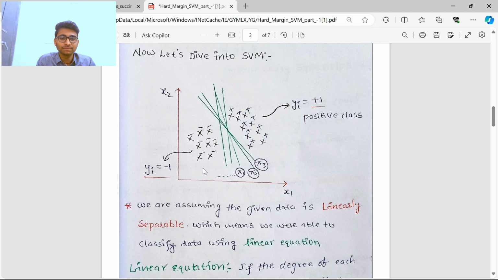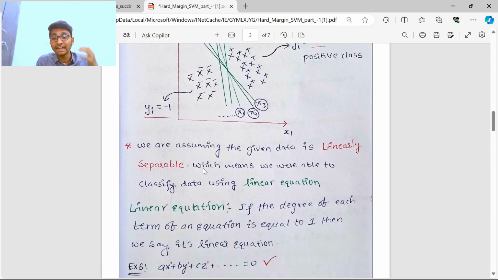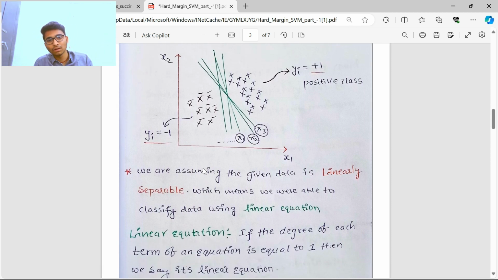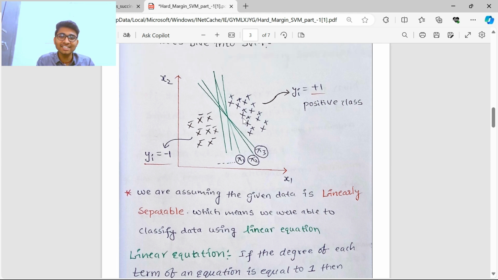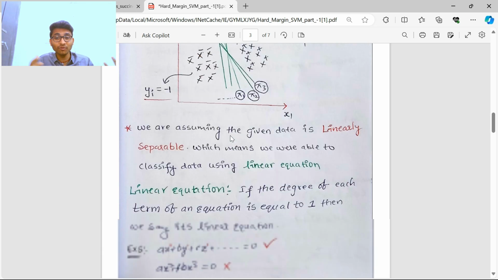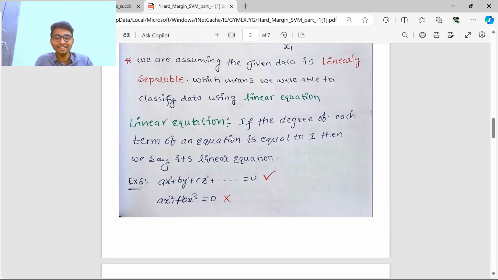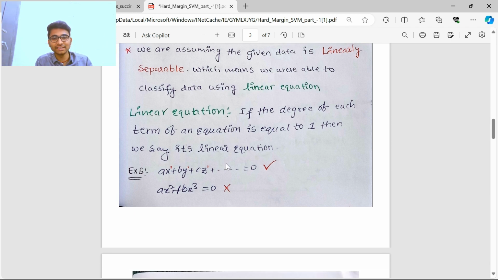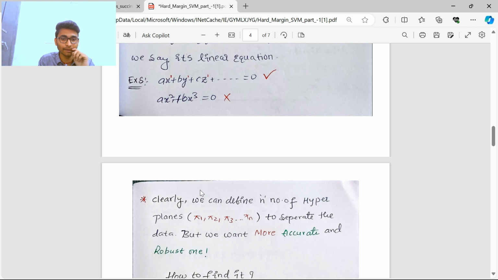How to do this? We're assuming that the data is linearly separable, which means we are able to classify the data using a linear equation. Then the question is, what is a linear equation? A linear equation is nothing but an equation where each term has a degree equal to 1, like you can see ax plus by plus cz equal to 0. Degree is 1. If the degree is more than 1, it is not a linear equation. It's as simple as that.